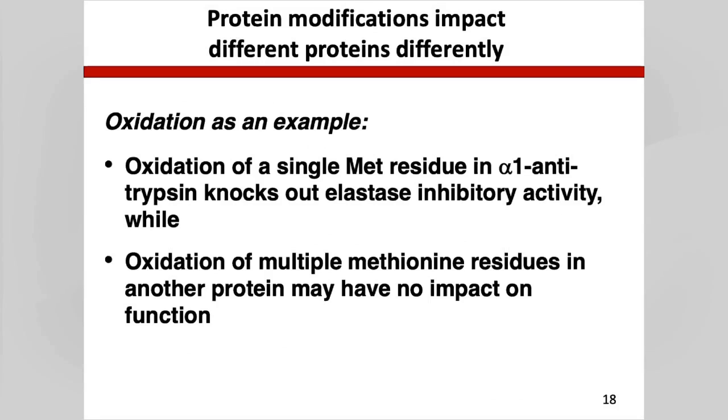In general, protein modifications impact different proteins differently. And I've been trying to say this already throughout the talk. But if we take oxidation as an example, you can have oxidation of a single methionine residue in alpha-1 antitrypsin, which completely knocks out its elastase inhibitory activity, which is one of the underlying causes for emphysema. So a single methionine in alpha-1 antitrypsin compared to the oxidation of multiple methionines in some other proteins, which actually has no impact on function at all. So understanding where and how much any of these modifications happen is key to understanding the impact on function.